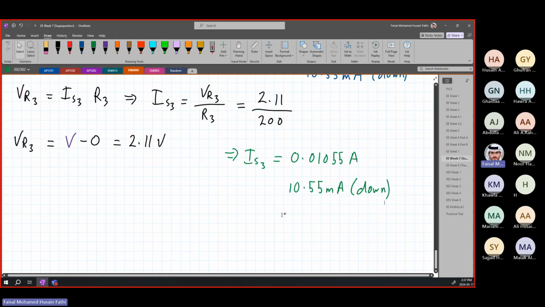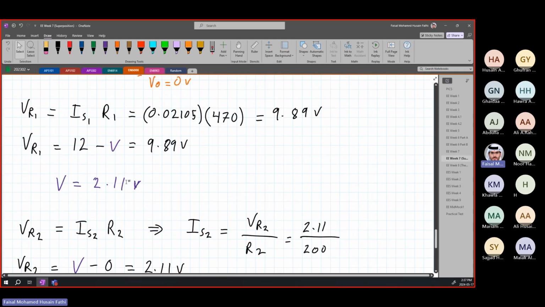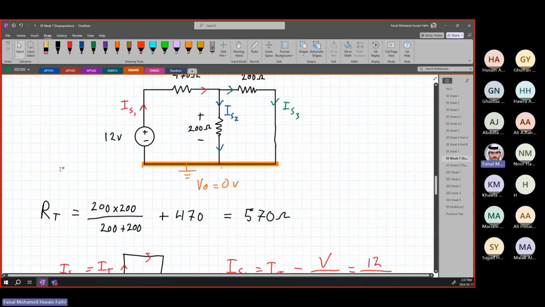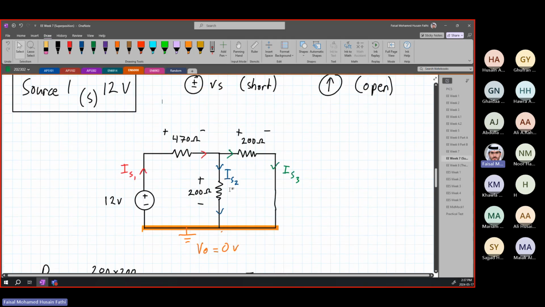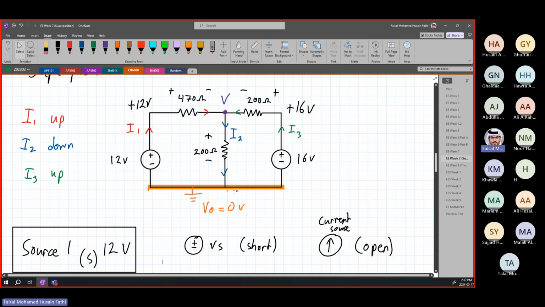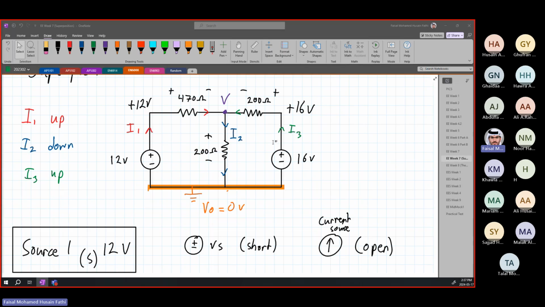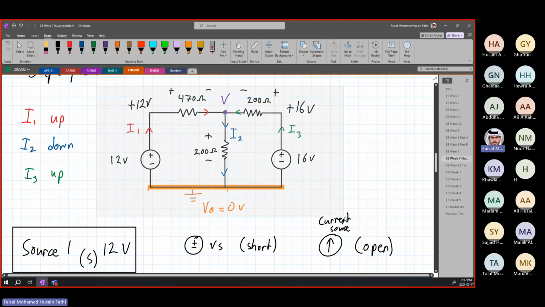Now we found the current for just the first source, source 1. All right? We will repeat the exact same thing again now for source 2. And then we are going to eliminate source 1 and solve for source 2. So let me just copy paste this down one more time.